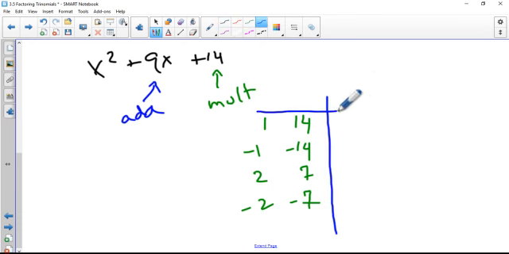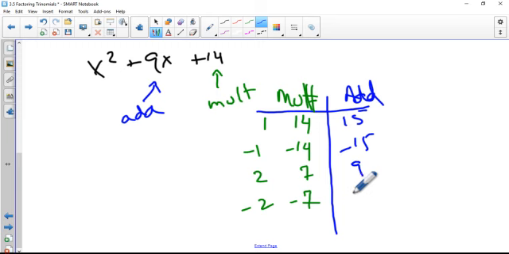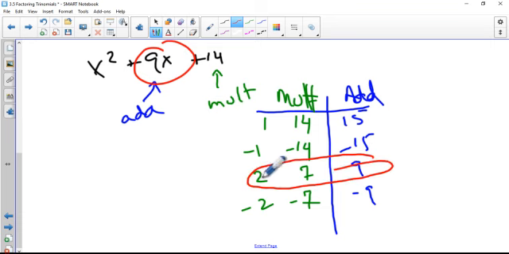So now looking at adding. Well, 1 plus 14 is 15, negative 15, positive 9, minus 9. We were trying to get 9x, so therefore a positive 9. So there's our answer, and therefore x plus 2 multiplied by x plus 7 are our factors.